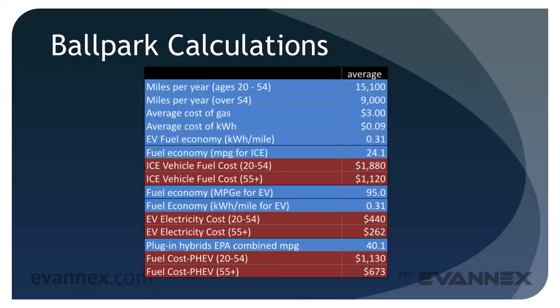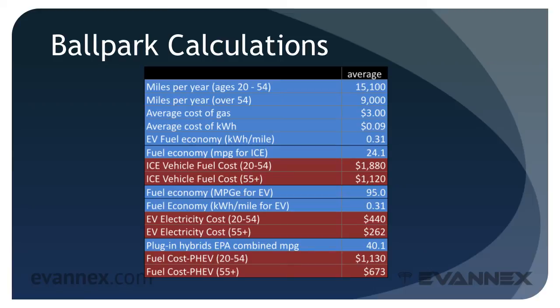The average cost of electricity nationwide is about 9 cents per kilowatt hour, although this can vary from 6 cents to 15 cents on a state-by-state basis. The average fuel economy for an internal combustion engine vehicle is 24.1 miles per gallon. Although that can vary from about 12 miles per gallon for large luxury sedans and SUVs to 45 miles per gallon for subcompact diesel-fueled ICE vehicles. The average fuel economy for EVs is 95 miles per gallon equivalent, or, considering energy consumption, about 0.31 kilowatt hours per mile.